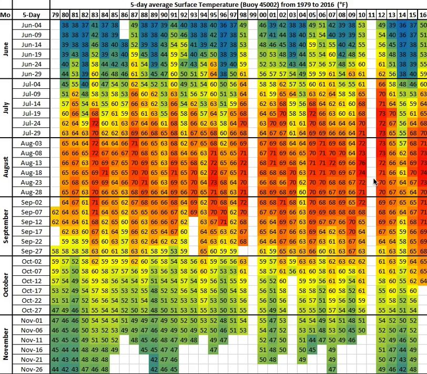The white spaces, that's where years where the buoy wasn't working. So we are missing a little bit of data. But look at that temperature. That's warm, and that will influence the rest of our fall and probably influence the rest of our winter too.